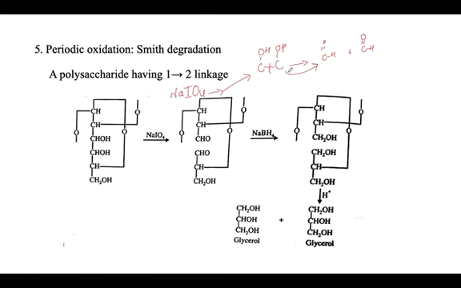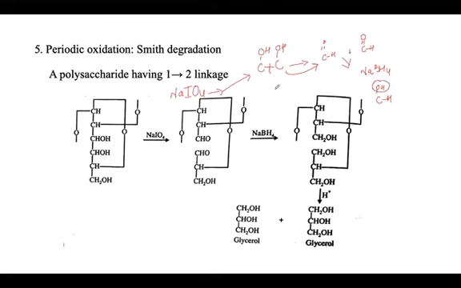And then what we are doing is that we are using sodium borohydride, NaBH4. When we are using sodium borohydride, it reduces those aldehyde groups which have been generated. They will be reduced back into an alcoholic group. So the group that was an aldehyde group is reduced back to an alcohol, and a primary alcohol has been generated.